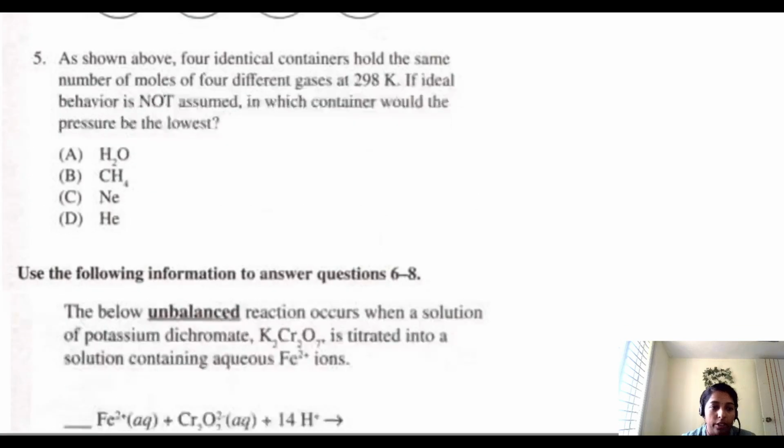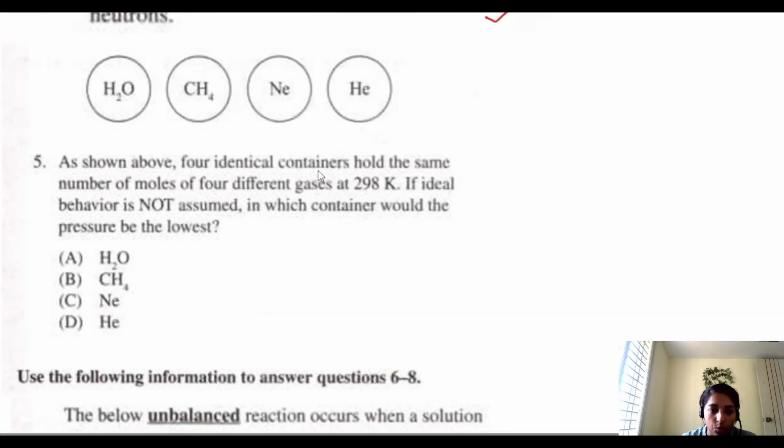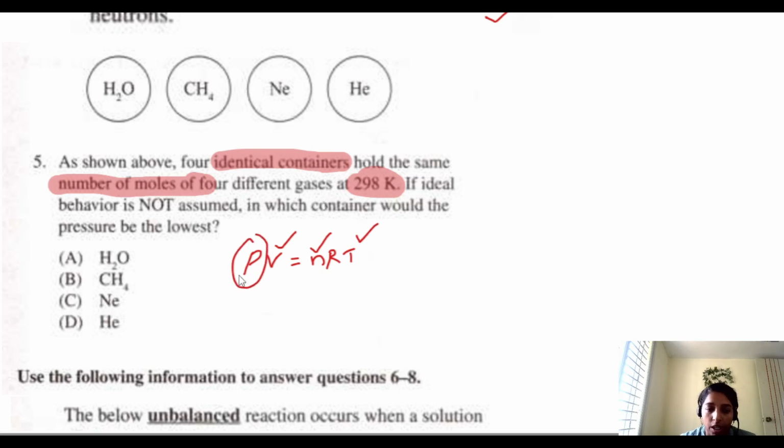Clear? Then the next question: as shown above, four identical containers hold the same number of moles of four different gases at 298 Kelvin. If ideal behavior is not assumed, in which container would the pressure be the lowest? We know that PV equals nRT is the ideal gas equation. If volume, number of moles and temperature are constant, then pressure should also be constant. All of them would have the same pressure if they were ideal gases.